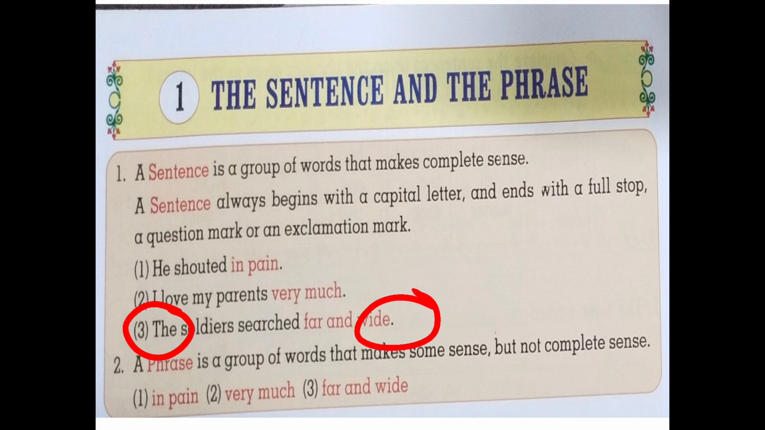But there is one more criterion, as I said. क्या होना चाहिए criteria? Starting with a capital letter, ending with a full stop or a question mark or an exclamation mark. पर और एक चीज़ है, it should have a complete meaning. Sentence का meaning complete होना चाहिए. So यहाँ पे sentence का meaning complete हो रहा है in all three sentences. He shouted in pain. वो चिल्लाया, दर्द से चिल्लाया. I love my parents very much. The soldiers searched far and wide.